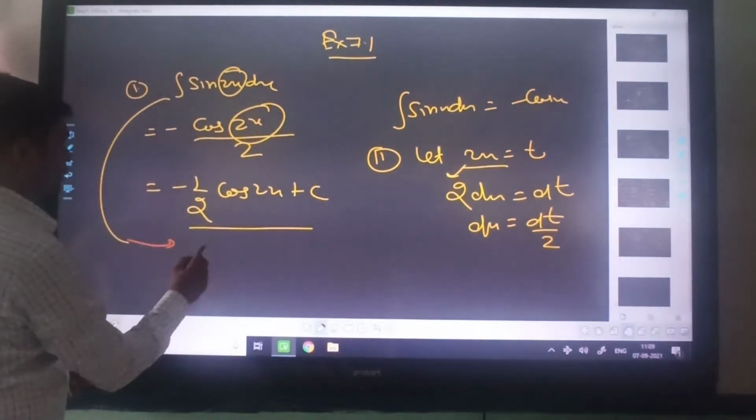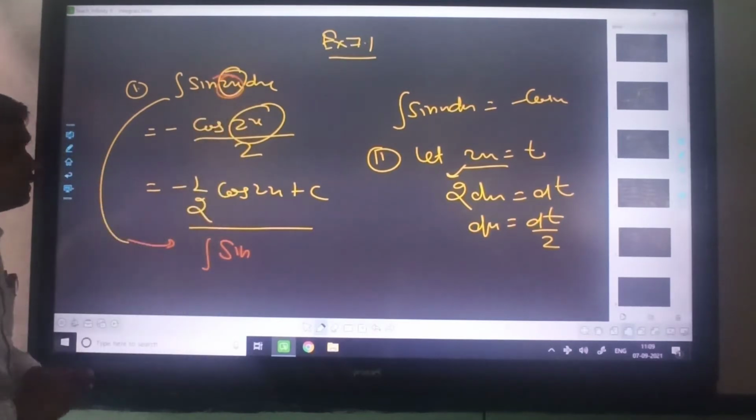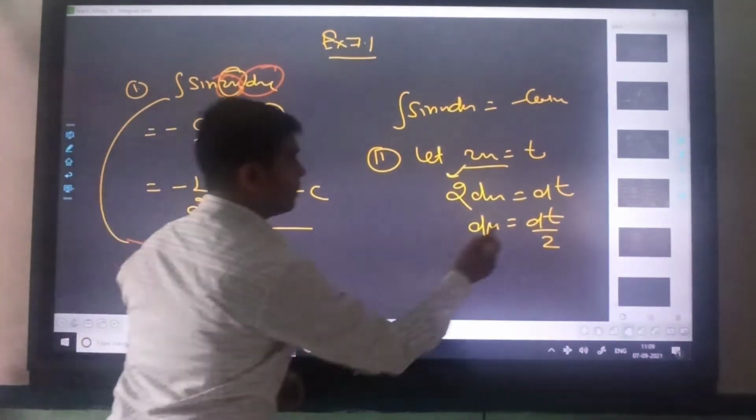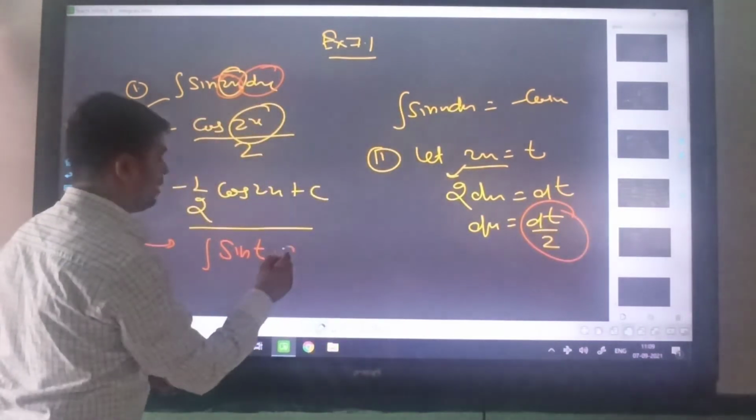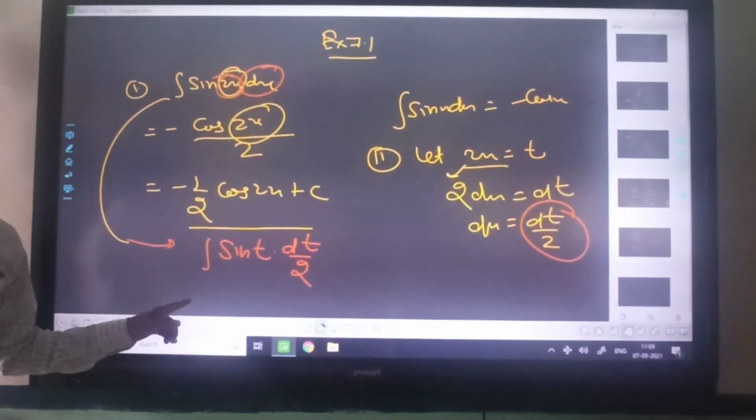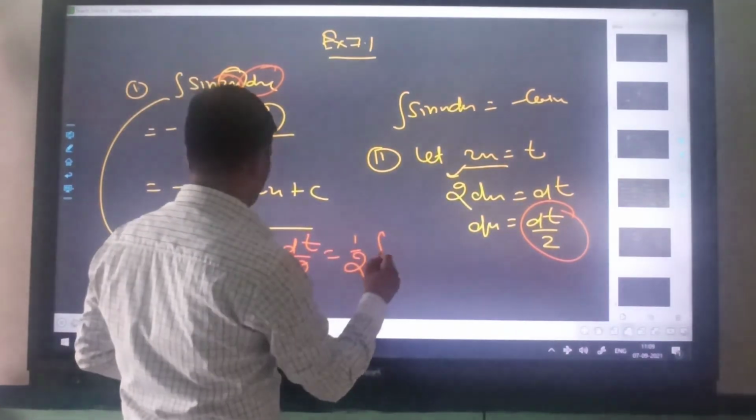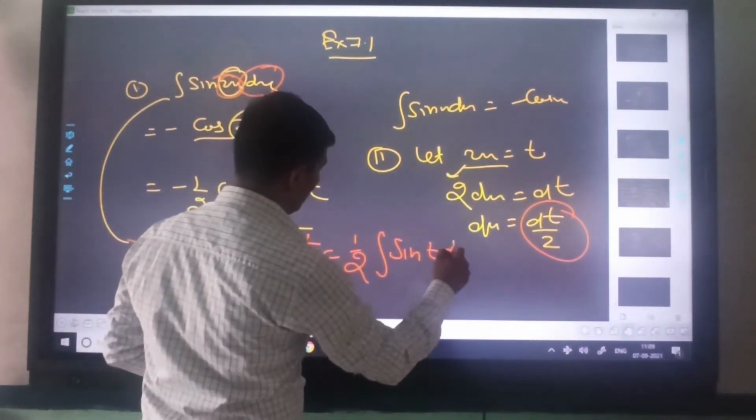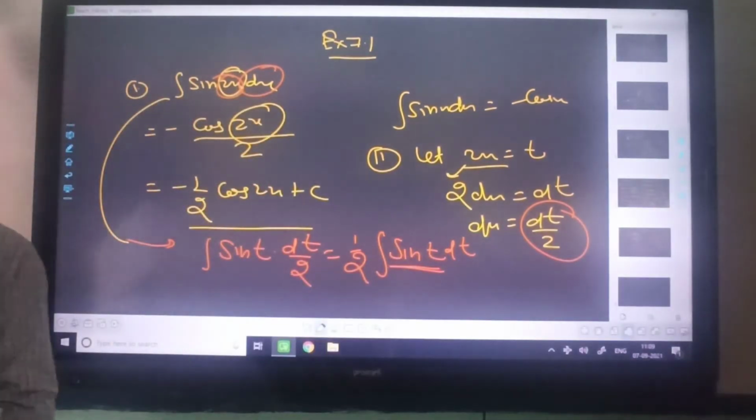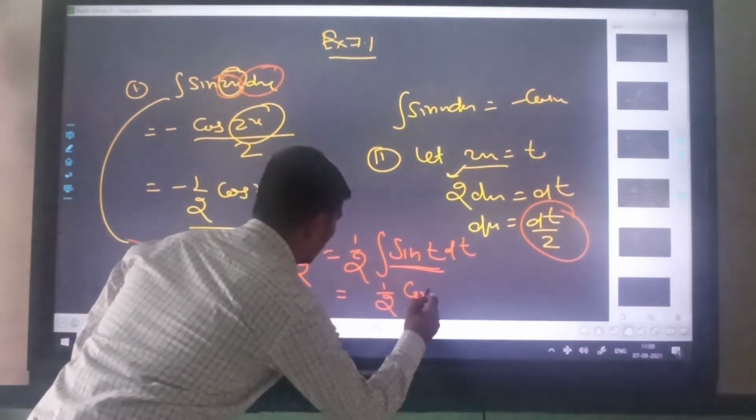This gives us the integration. Sine will remain as it is, in the place of 2x it will be t, and in the place of dx it can be written as dt by 2. Now you can see 1 by 2 can be taken out as a common factor. This gives us sin t dt. And now you know the integration of sin t. Is it okay?